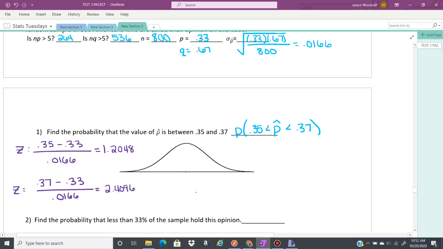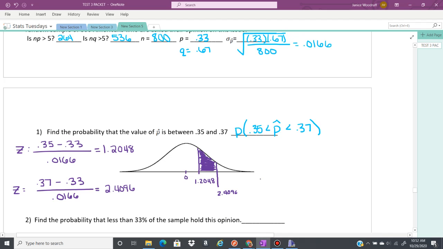Okay, then step 3, we will chart this. So here's 0, and we'll say 1.2 is maybe right here, and 2.4096 is maybe right here. And we want the probability, so we want the area or the percentage of the curve of the shaded portion.